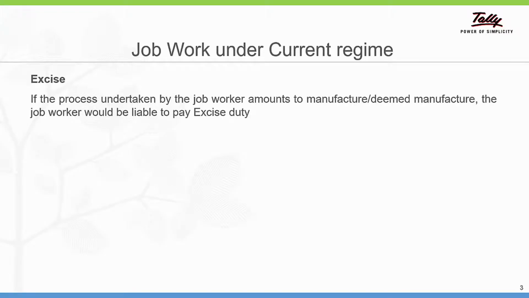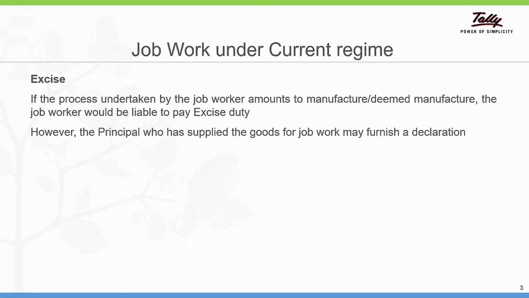In the current regime, if the process undertaken by the job worker amounts to manufacture or deemed manufacture, the job worker would be liable to pay excise duty on the goods manufactured. However, the principal who has supplied the goods for job work may furnish a declaration based on which the job worker would not be required to charge excise duty.